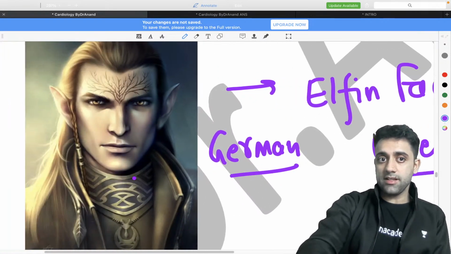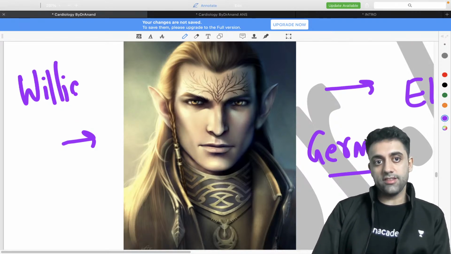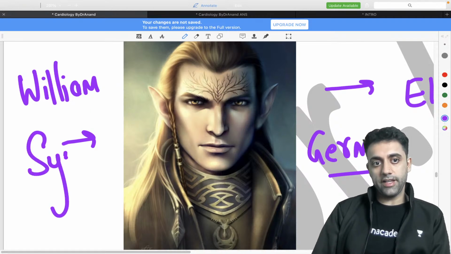And where do you see such things? Does Savan have this kind of face? No, that is not the case. This is nothing but Williams syndrome.